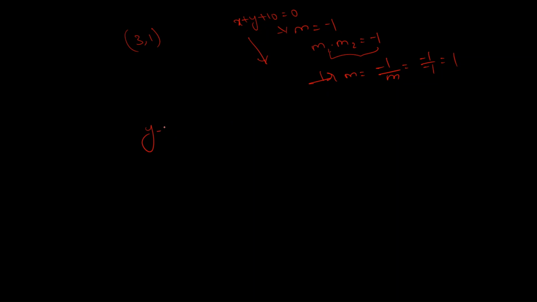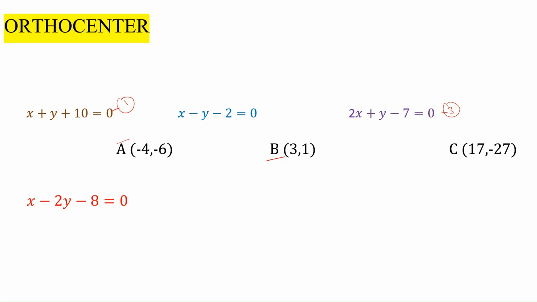The equation is y minus y1, that is y minus 1, equal to m, which is 1, into x minus x1, that is 3 here. Now if we simplify this and take y to the other side, that gives x minus y minus 2 equal to 0. This is the equation of the second median we have here.